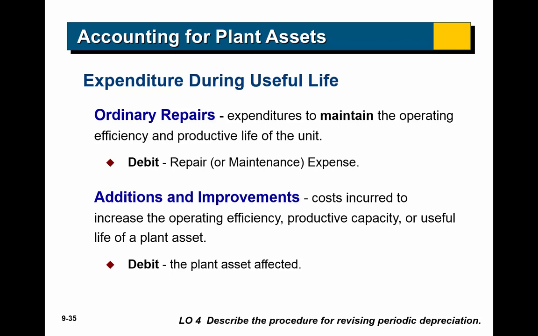I mentioned this already. Any ordinary repairs or expenditures to maintain the operating efficiency of the unit are going to be a repair or maintenance expense. Any additions or improvements, those are costs incurred to increase the operating efficiency, productive capacity, or increase the useful life of the asset. That will be debited to the plant asset. So it'll actually make the asset have a higher value.